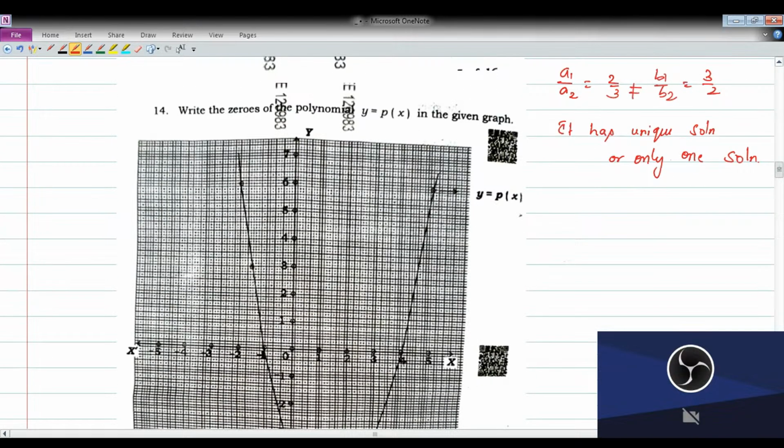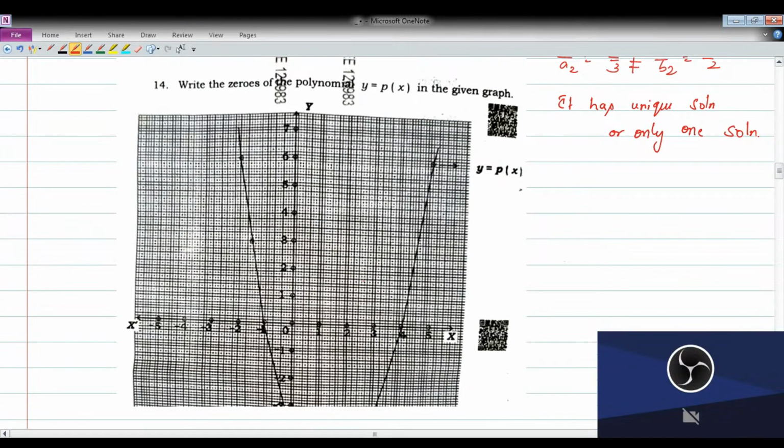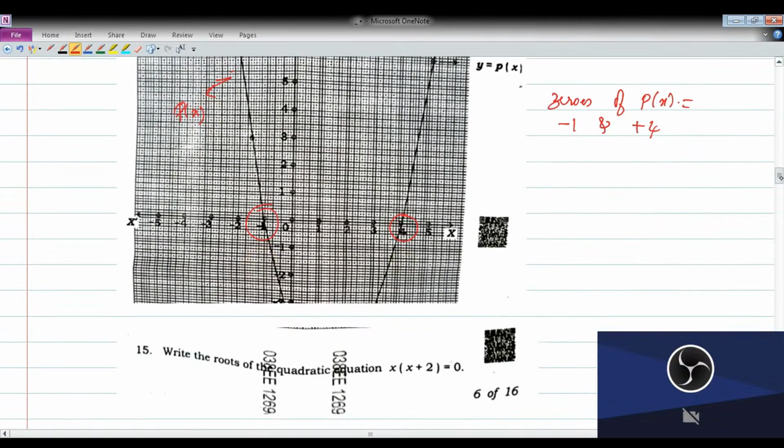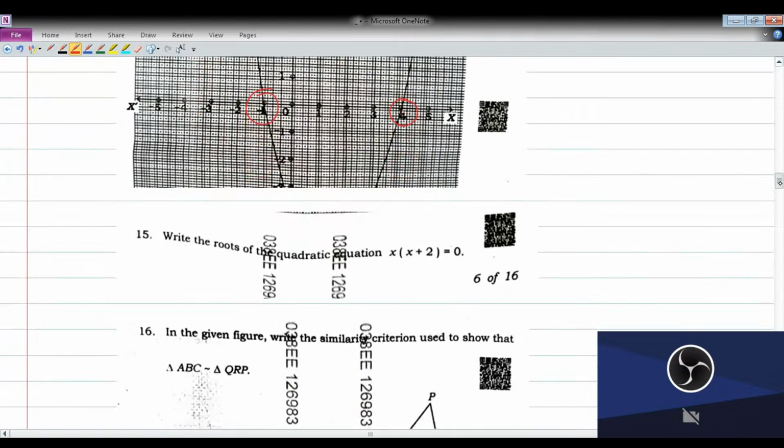Now the next one, question number 14. What are the zeros of the given graph? A graph is given. You can observe this is p of x. Where does this p of x meet the x axis? It meets at one point here and at another point here. That means the graph of the polynomial meets the x axis at -1 and +4. Therefore the zeros of p of x will be -1 and +4.